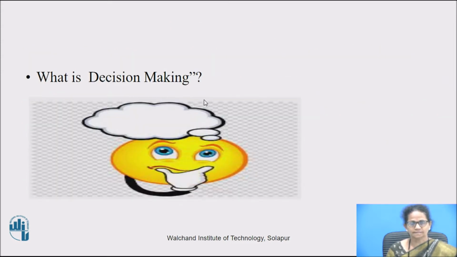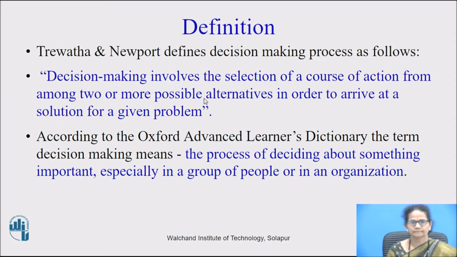So, let us first discuss what is decision making. Take a pause, think about this question and try to give the answer. Trevatha and Newport define the decision making process as follows. Decision making involves the selection of a course of action from among two or more possible alternatives in order to arrive at a solution for a given problem.